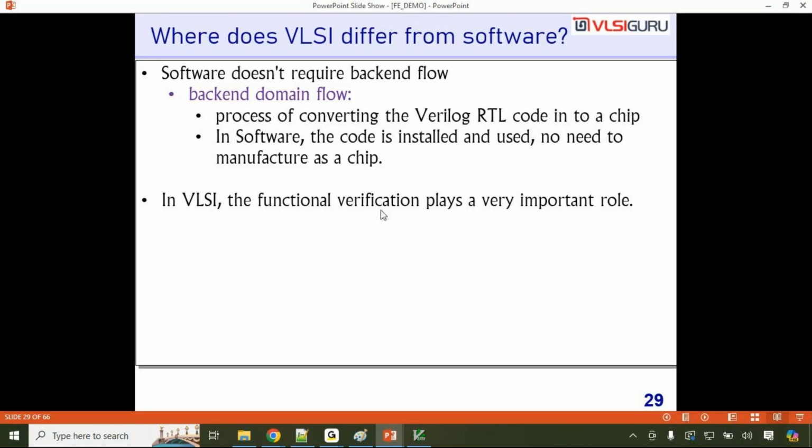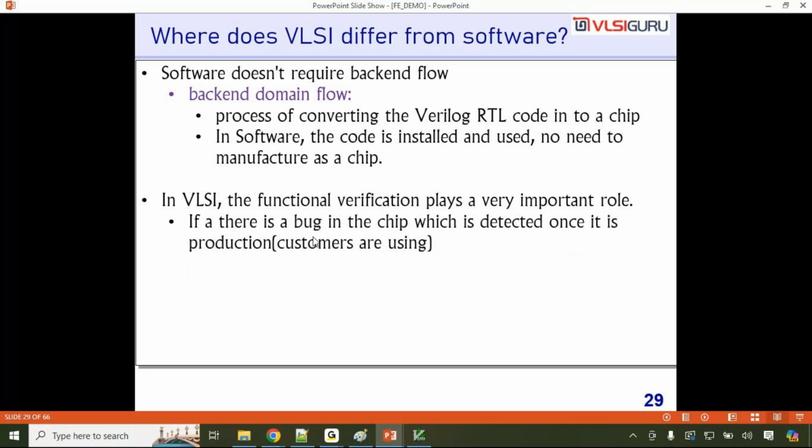In VLSI, functional verification plays a very important role. If there is a bug in the chip which is detected once it is in production, let's say your mobile phone is in the production stage, that means people are buying it. At that time, if you detect any bug, what will happen? You cannot fix the chip, you'll have to redo the entire flow. But in software, what can be done? You can fix the bug and release it as a patch. That is the advantage. That is how VLSI and software differ.